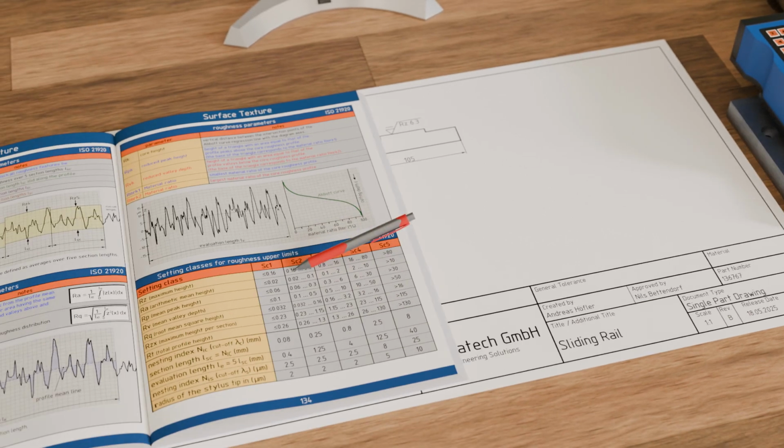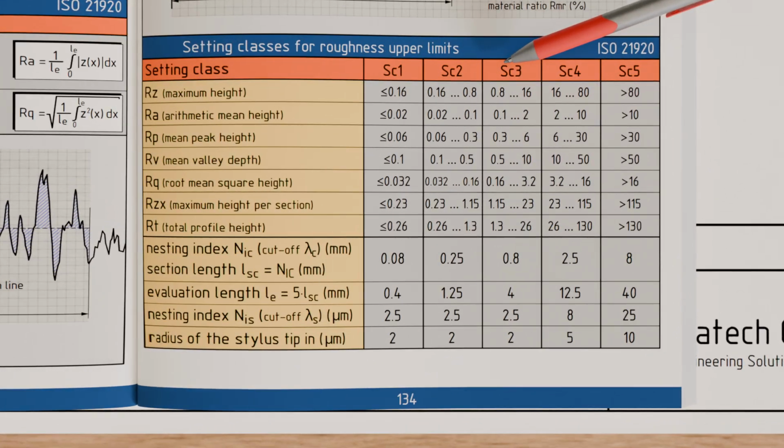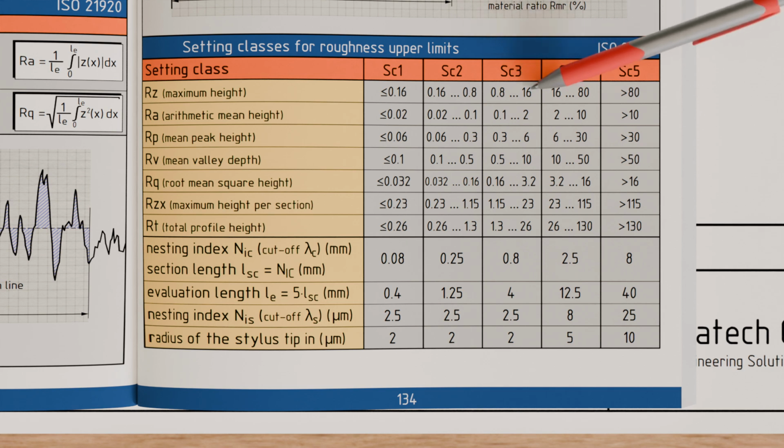The new standard defines 5 setting classes SC1 to SC5 with different values, which we will explain in more detail in the following. Depending on which surface parameter and which upper limit is specified, the corresponding setting class must be selected. For example, if a maximum RZ value of 6.3 micrometers is required, setting class SC3 must be chosen.